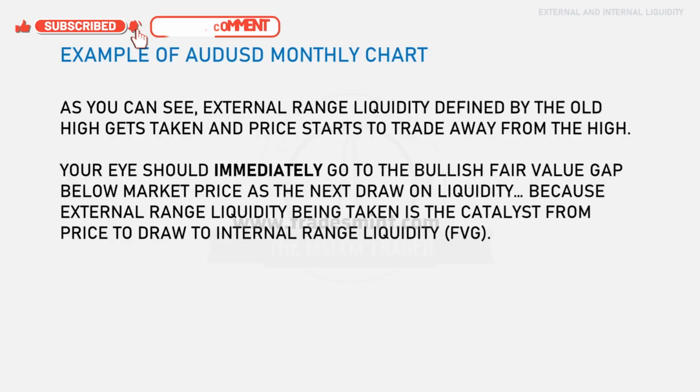Example of AUD, use the monthly chart. As you can see, external range liquidity defined by the old high gets taken and price starts to trade away from the high. So your eye should immediately go to that bullish fair value gap below market price as the next draw on liquidity, because external range liquidity being taken is the catalyst for price to draw to internal range liquidity, which is that fair value gap.